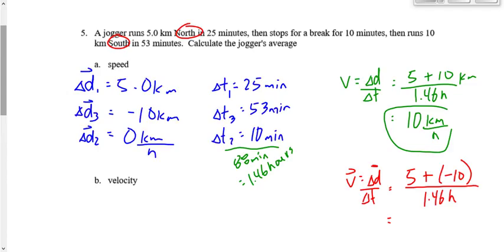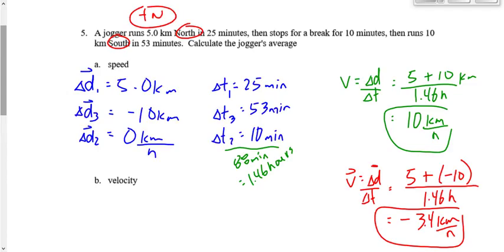Why do we not make this a negative 53 minutes? Like it's going south, right? Why isn't that negative 53? Because what? Yeah, time's a scalar. Direction doesn't matter. So it doesn't matter that it's south. The time is still positive. The displacement's negative, but the time is positive. Okay, so this gives us negative 5 divided by 1.46, which gives us an answer of negative 3.4 kilometers per hour. What does that negative mean in my final answer? South. I really should have defined north as positive up here somewhere. Negative means south, all right?